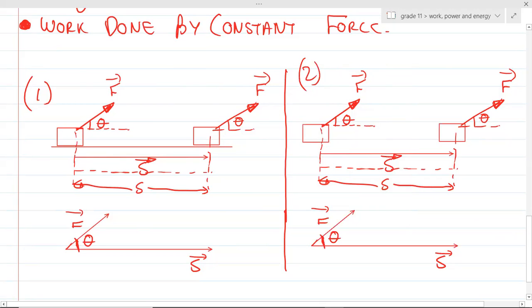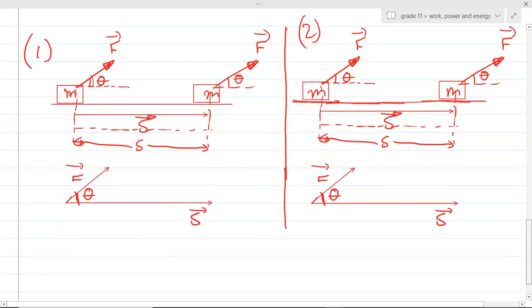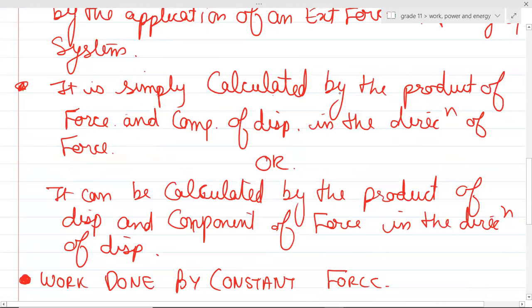This is basically the condition which I'm taking. And I have given only one condition over here. There is this object M. Can you see this object M in both the cases? I am applying a force of F at an angle theta with the displacement. So can you see in both the cases these vectors will be formed? Yes or no? Yes, sir. When these vectors are formed, now what to do? In the first case, the work done is simply calculated by the product of force and the component of displacement in the direction of force.